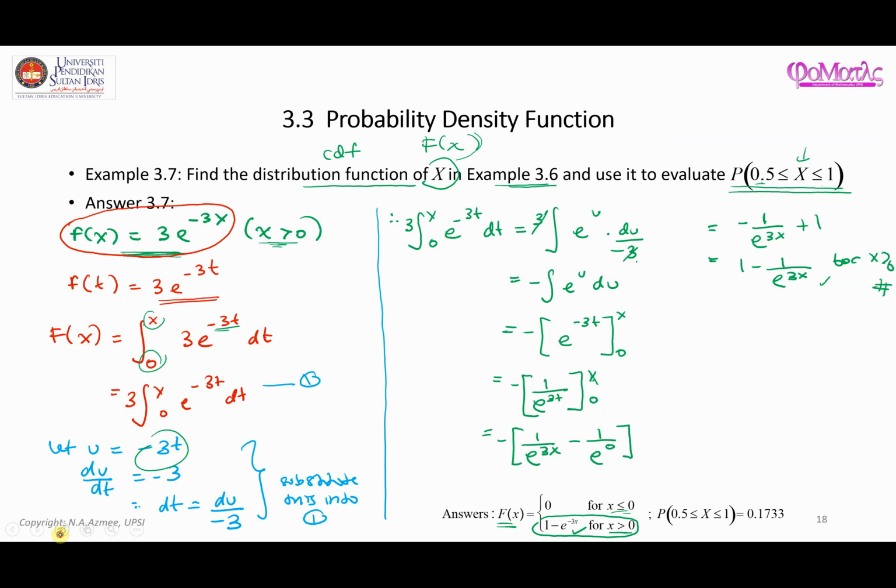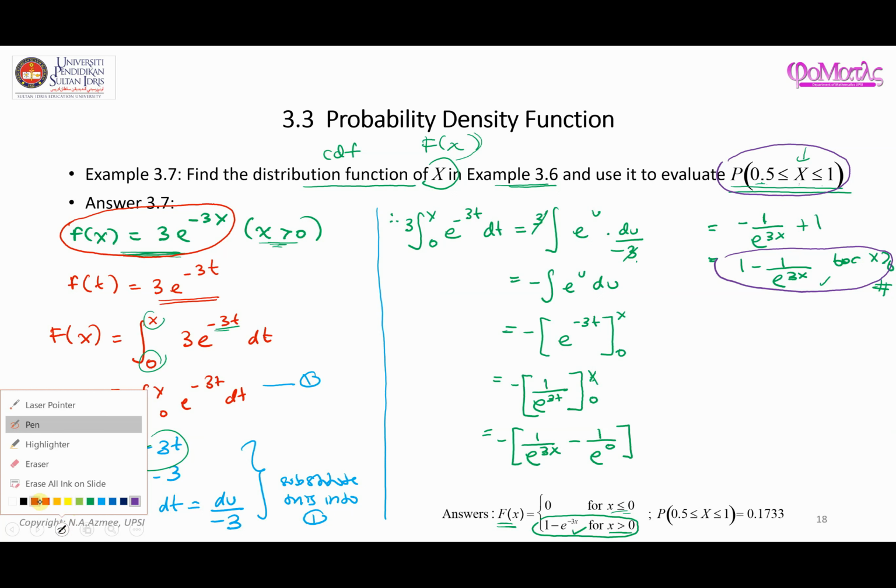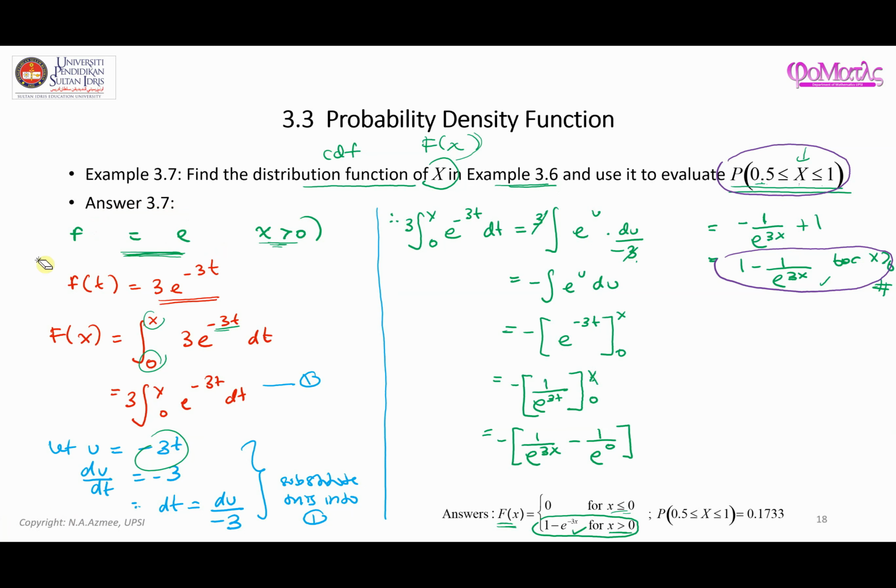Next, we're going to use the result that we got here in order to evaluate the probability of x being in between 0.5 and 1. I just erase this part over here.